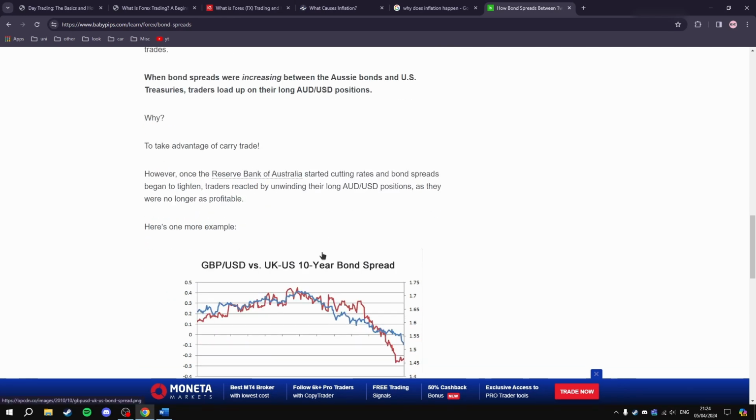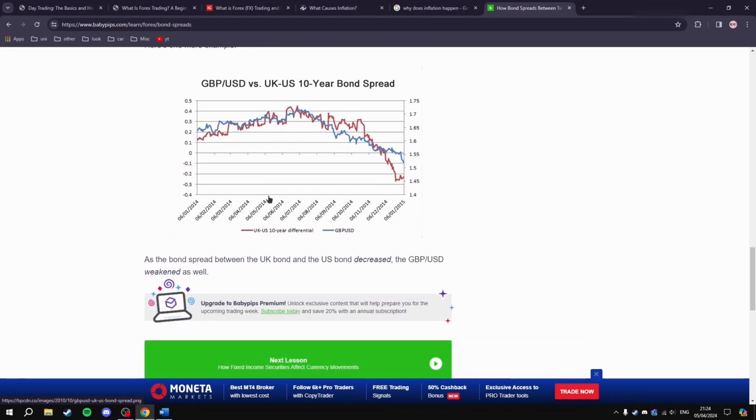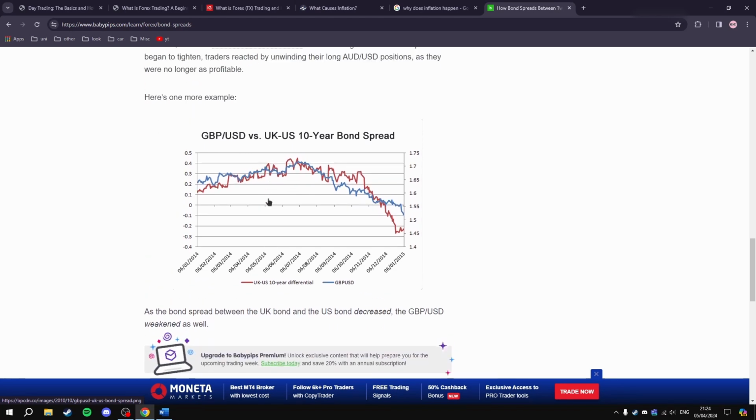Here's one more example. So this is the GBP/USD versus the UK-US 10-year bond spread. So buying GBP using USD. As the bond spread between the UK bond and US bond decreased, that's the red line, as this decreased, the GBP/USD weakened as well.